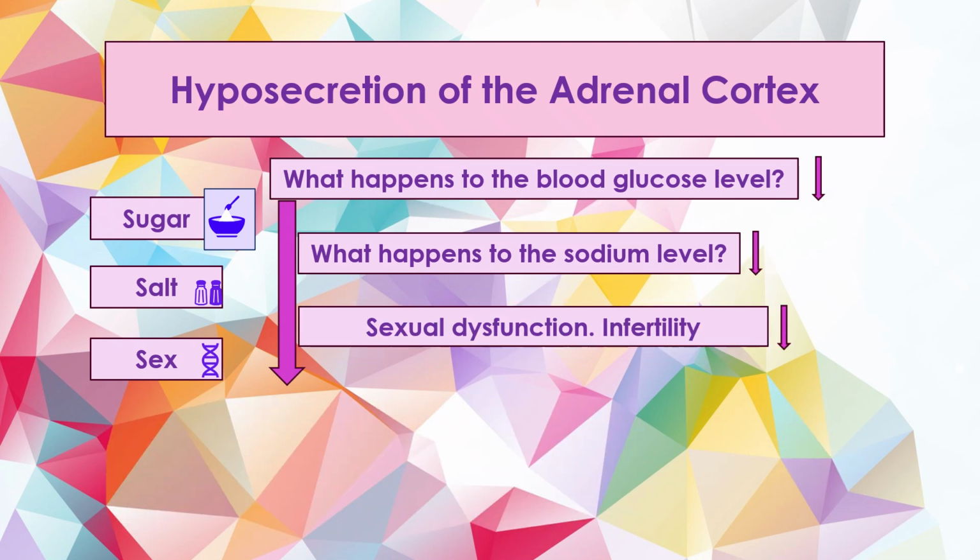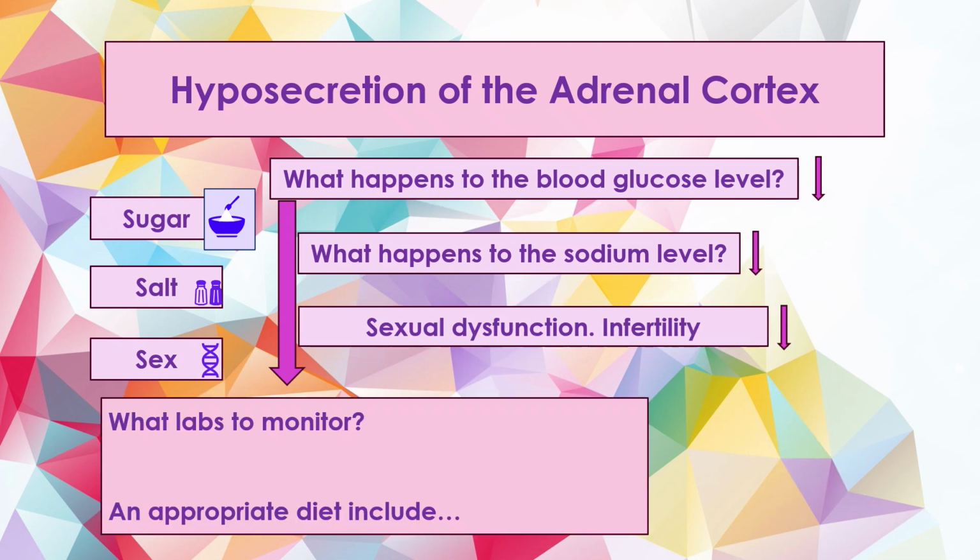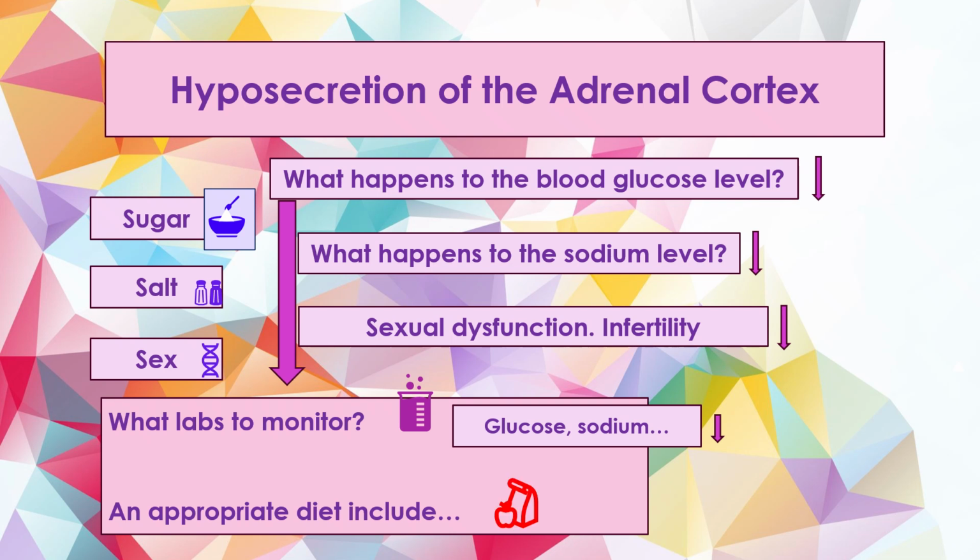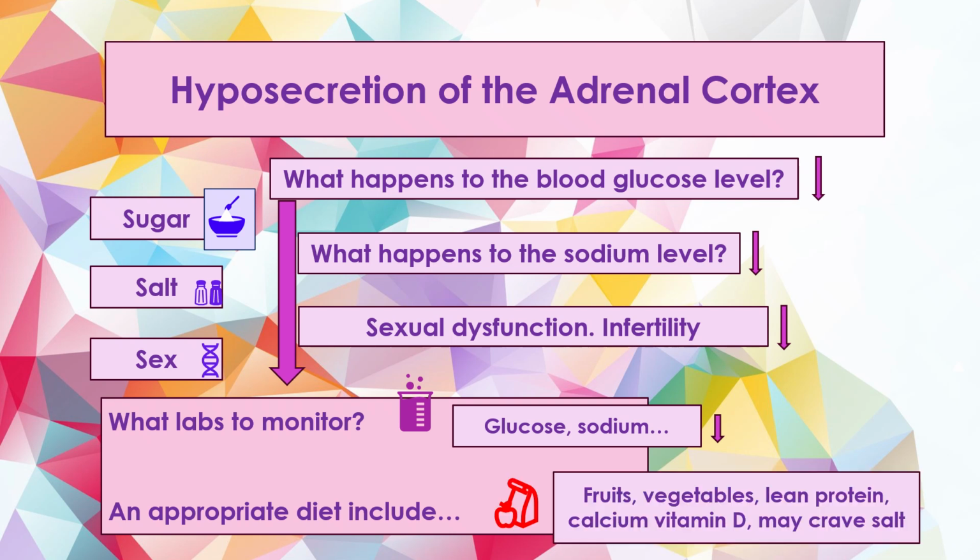With hyposecretion of the adrenal cortex, what labs would we need to monitor? Well, the glucose and the sodium, because they'll be down. And I'd like to add that you'd also want to monitor the white blood cell count because they do not make enough glucocorticoids, which we need to help fight infection. An appropriate diet for this client might be fruits, vegetables, lean protein, calcium, vitamin D. They may also crave salt because they have hyposecretion of aldosterone. They're not holding very much sodium.